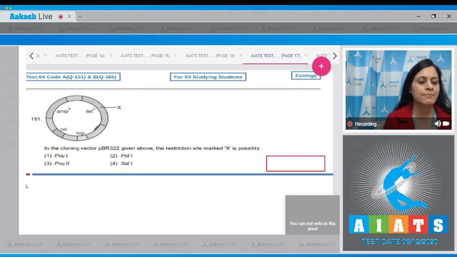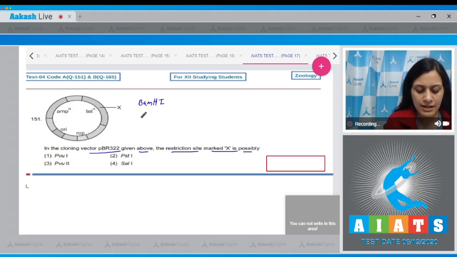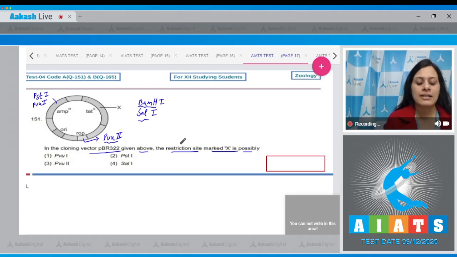Question number 151. In the cloning vector pBR322 given above, the restriction site marked X is possibly. Now, the tetracycline resistance gene contains sites for BamHI and SalI, whereas the ampicillin resistance gene contains sites for PstI and PvuI, and here is a rop gene that has sites for PvuII. And the X may represent either BamHI or SalI. So the correct answer to this question is option number 1, SalI.